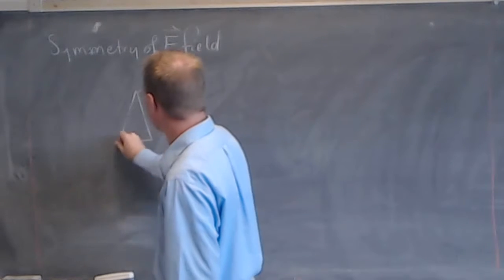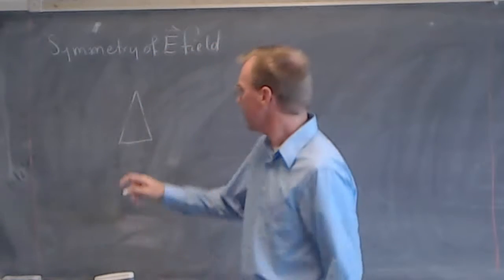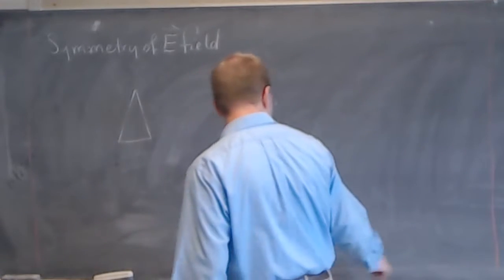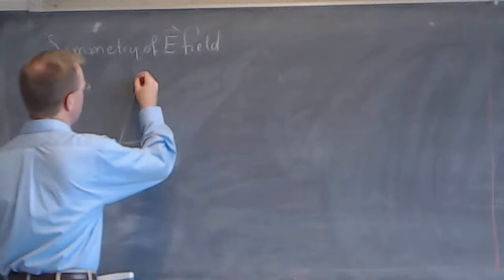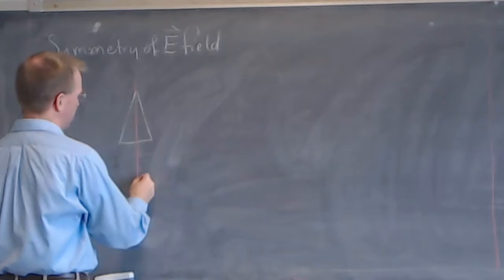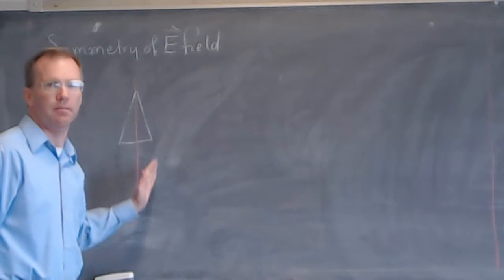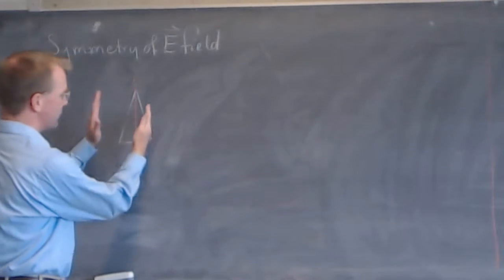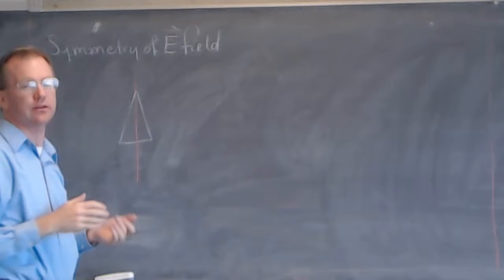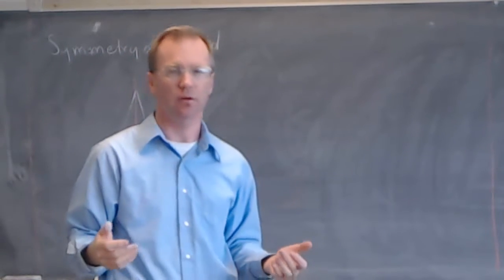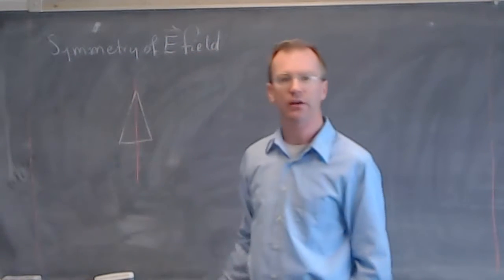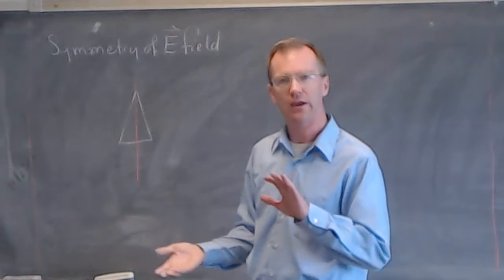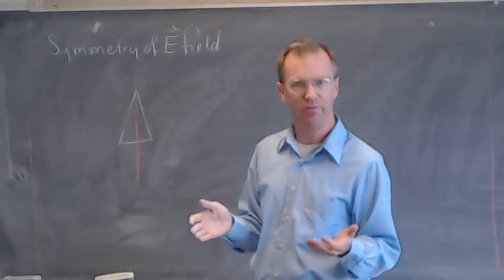let's take a triangle. I've made this an isosceles triangle in this case. Now, if I take a line bisecting, cutting it right down the middle, then I could take this triangle and I could flip it. I could take the mirror image of the triangle. And what I get back is the same thing I started with. So this isosceles triangle has a reflection symmetry, we would say.